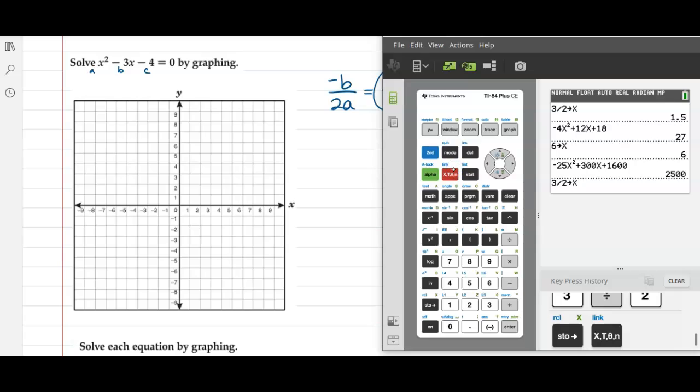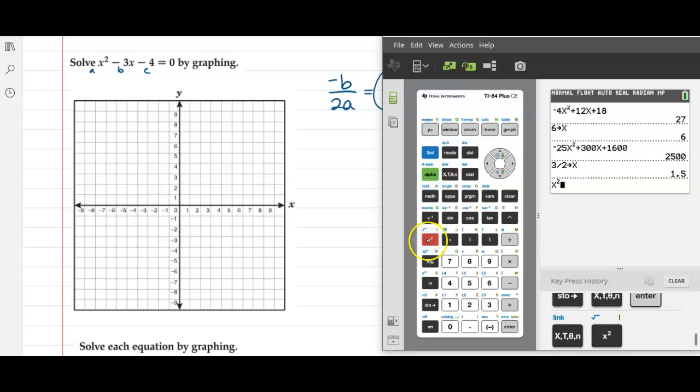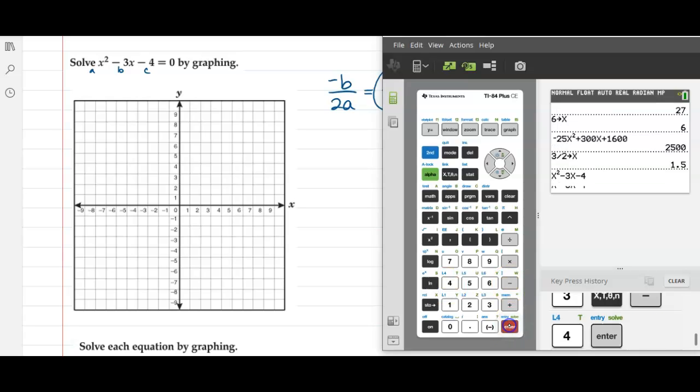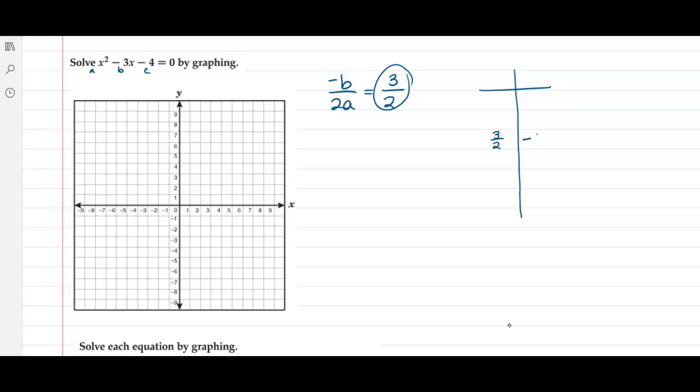That for x, and then I'll type the function x squared minus 3x minus 4. Negative 6.25. So 3/2 results in negative 6.25. 1 1/2 means go down 6 1/4. Not the easiest point to plot, but we can get some other nice points on our graph.